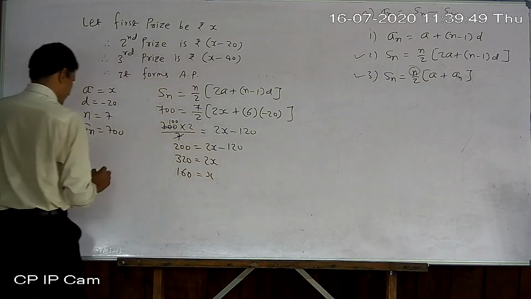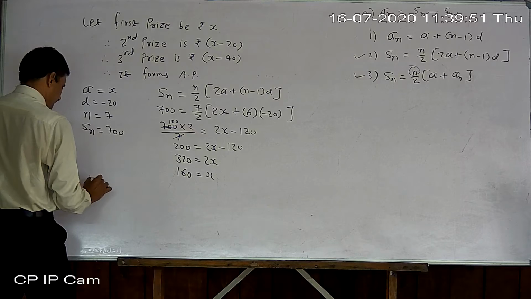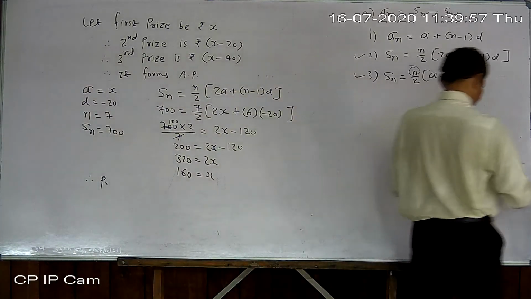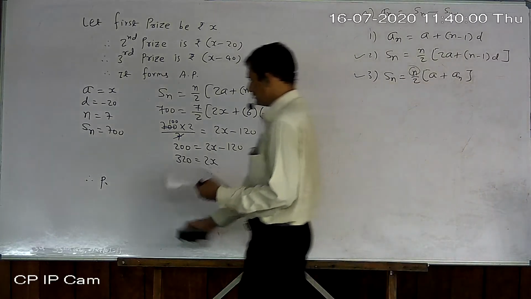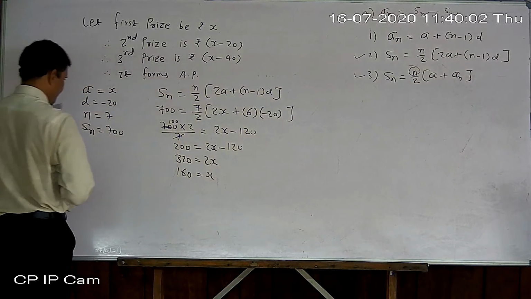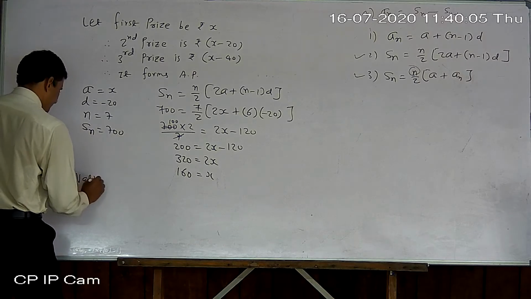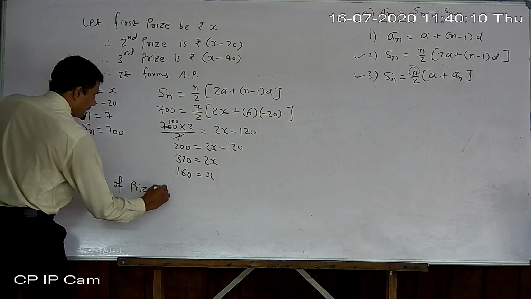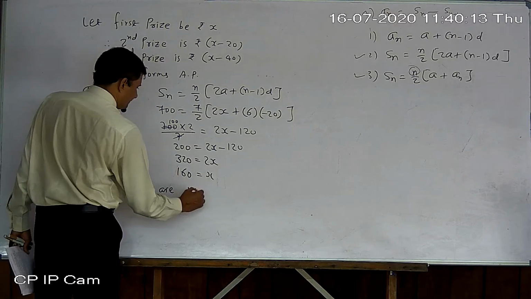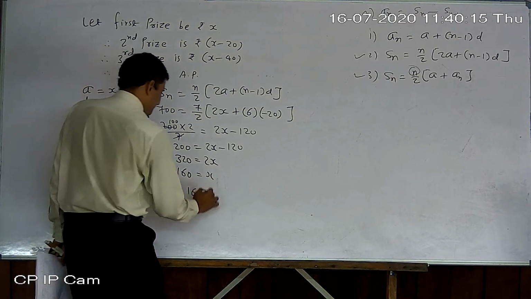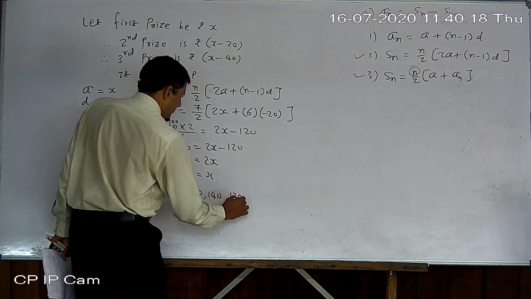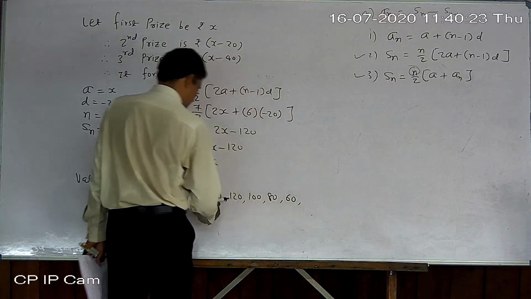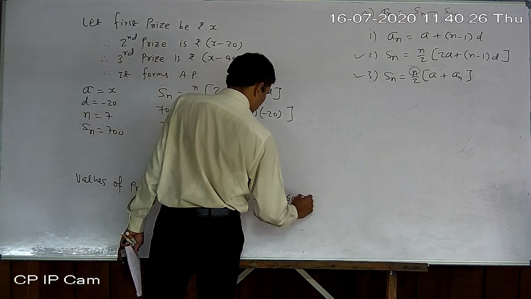Okay, so write, therefore, find the value of each of the prices. So the values are 160, then 140, 120, 100, 80, 60, for the 1st, 2nd, 3rd, 4th, 5th and 6th prices respectively.